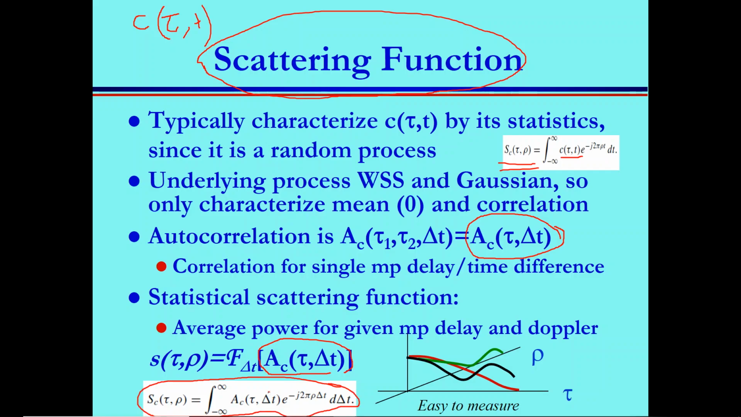For example, I gave you the channel, see this one. From this you can get the autocorrelation function, and when you take the Fourier transform of the autocorrelation function, you get the scattering function of your random signal. And when you plot it, you get a curve like this, where this is the x-axis tau, and the axis going into the page is rho, which represents the Doppler spread.